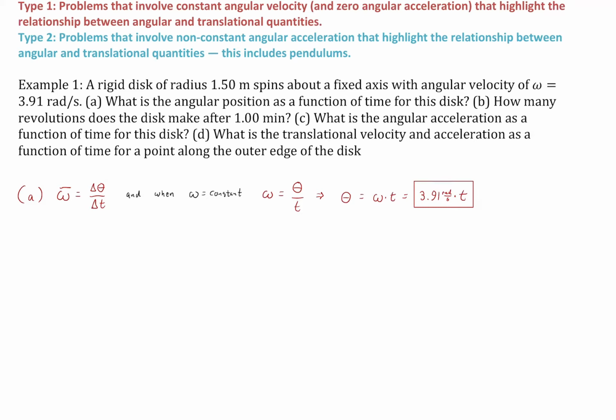So that's a position function. Just like we could say x equals vt for constant translational velocity. So a simple position function, but in this case, angular. It's good to start simple when we're doing such new ideas.